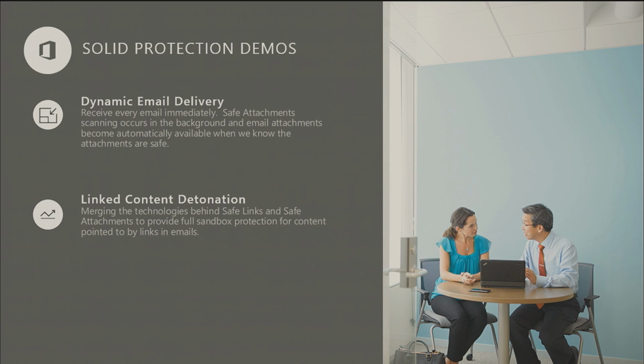So I'd like to show you a couple of new things that we're working on in ATP. The first one is a feature called dynamic email delivery, and that's a new feature for safe attachments. And then we've got linked content detonation, which is really a combination of safe links and safe attachments working together.